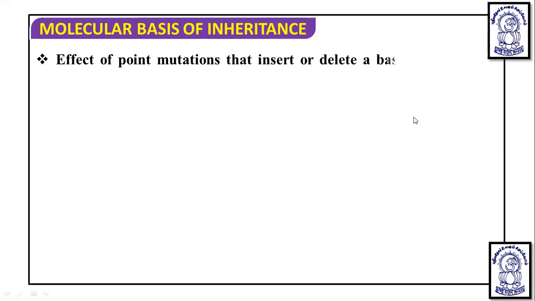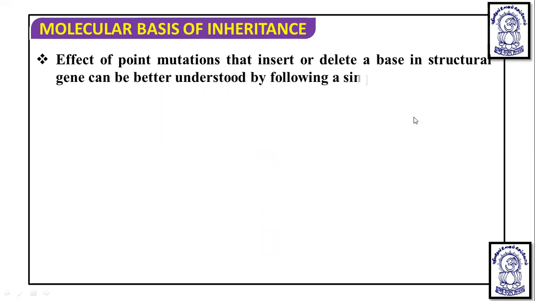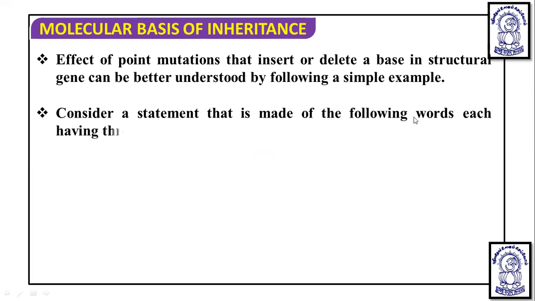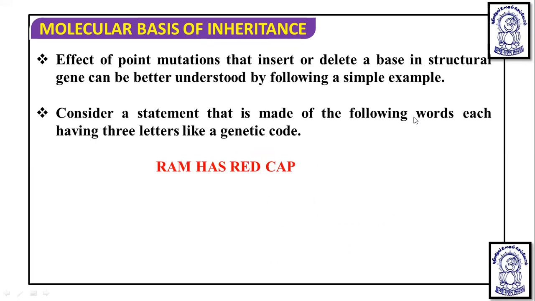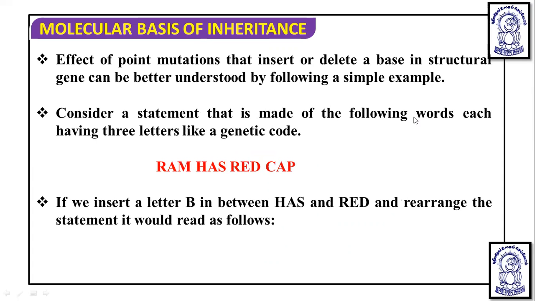So the effects of point mutations that insert or delete a base in a structural gene can be better understood by the following simple example. Consider a statement made of words, each having three letters like a genetic code: Ram has red cap. Now, if we insert a letter B in between has and red and rearrange the statement, it would read: Ram has BRE DCA P. The whole meaning of this statement has changed by just inserting a B between has and red.